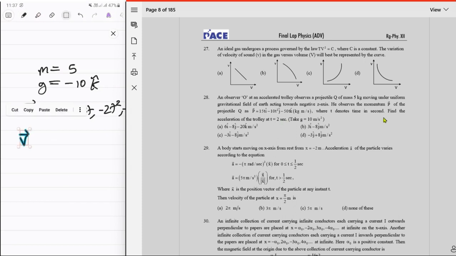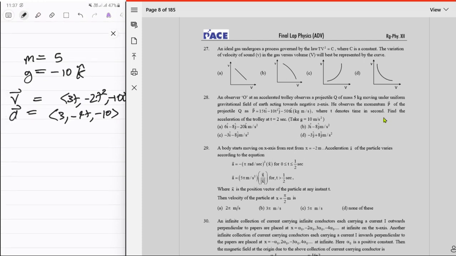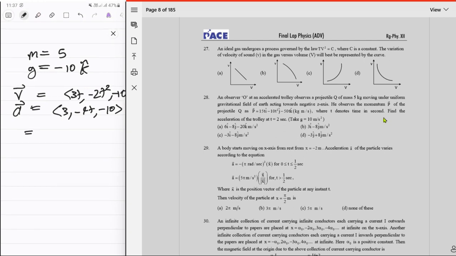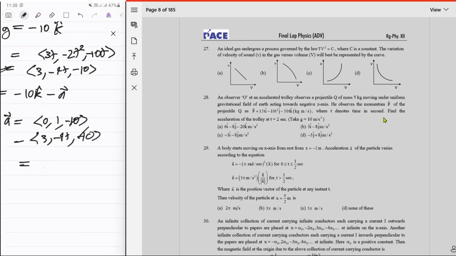One thing, differentiate it. So the acceleration as seen by that guy is what? Just 3, negative 4t, comma negative 10, right? That's what he saw, but then what is the actual acceleration? This is equal to the actual acceleration, which is negative 10 k hat minus the trolley's acceleration. So what is the trolley's acceleration? Just 0, 0, negative 10 minus (3, negative 4t, and negative 10), which is negative 3 comma 4t.